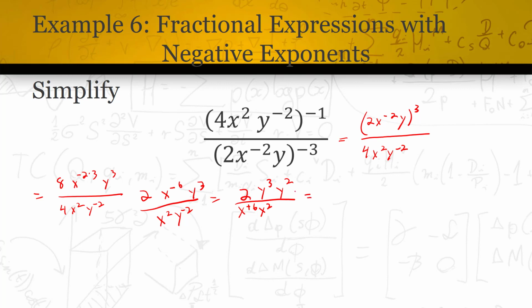And now I can combine. Using the product rule, I have y cubed times y squared, which is y to the 5th, so that gives me 2y to the 5th. And then in the denominator, I have x to the 6th times x squared, which will be x to the 8th. And there you go. We are done.